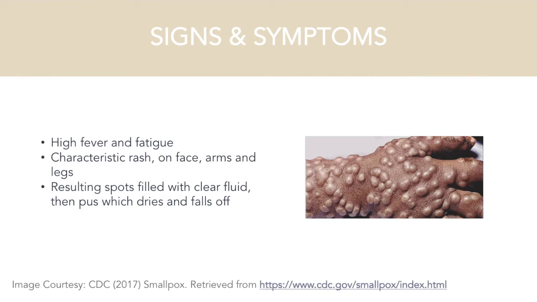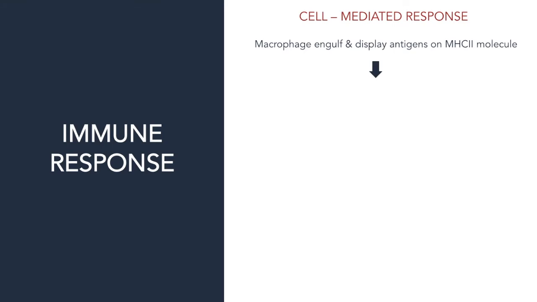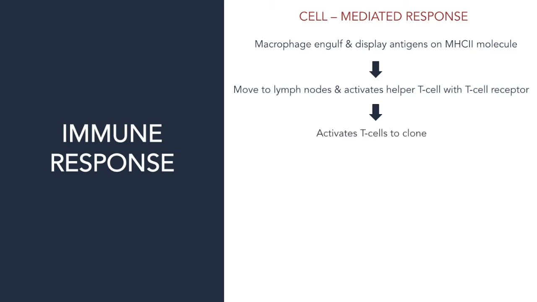When the immune system encounters the virus, this can initiate a cell-mediated response, which is controlled by T cells. The macrophage first engulfs the antigen through phagocytosis and presents these antigens on its surface using the MHC2 molecule. It then moves into the lymph nodes and activates the helper T cell through the T cell receptor that matches the antigen.